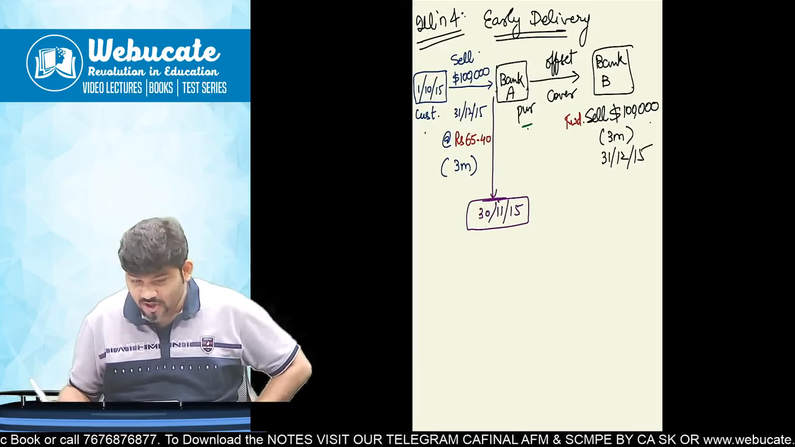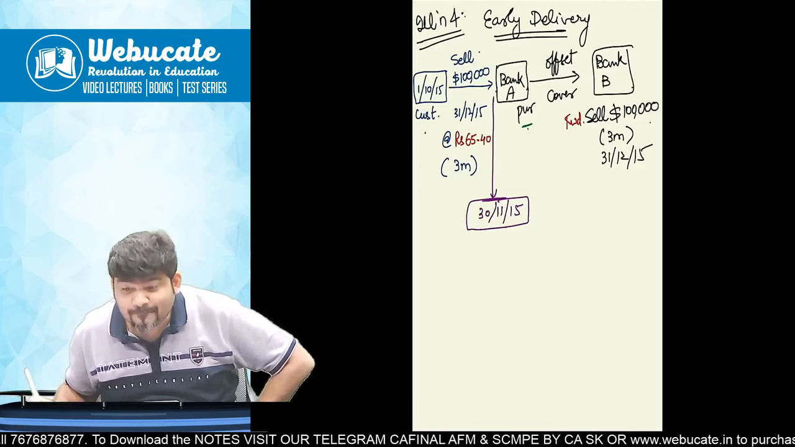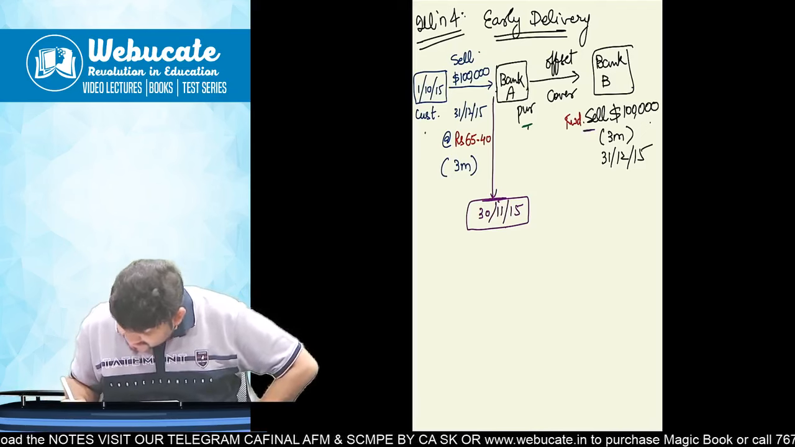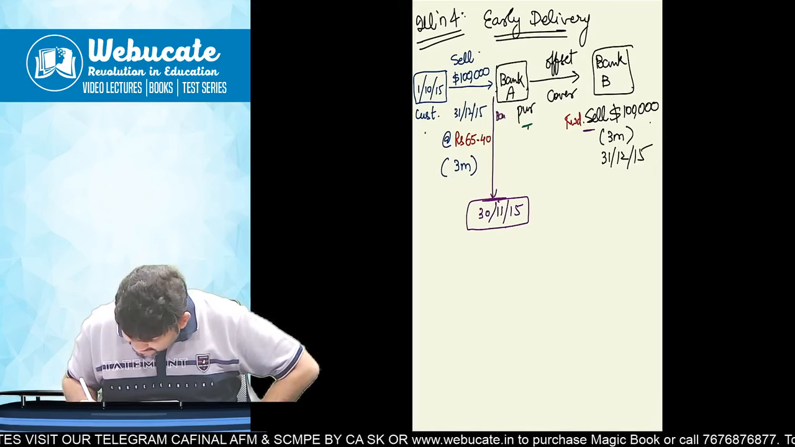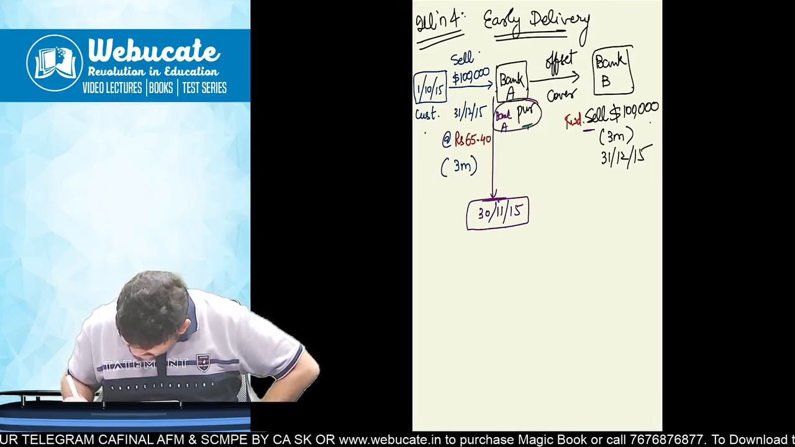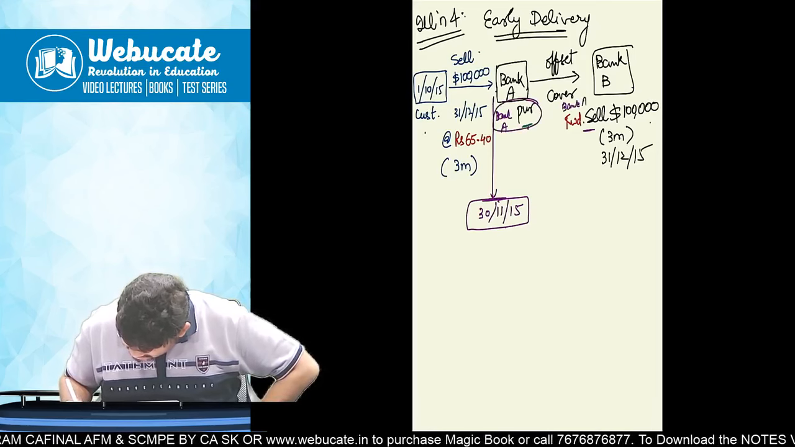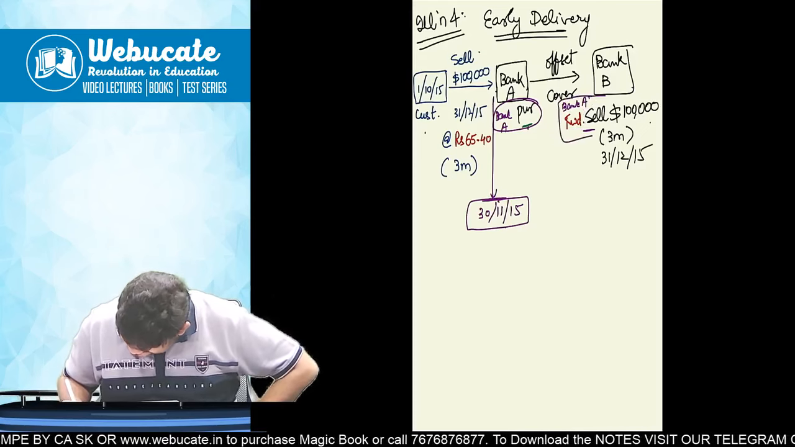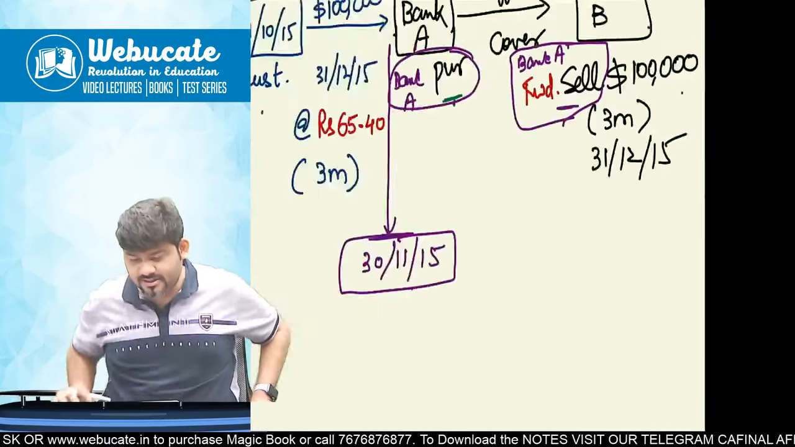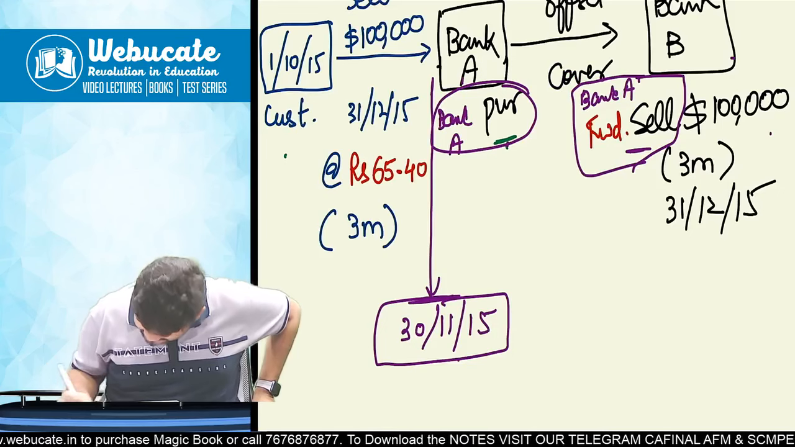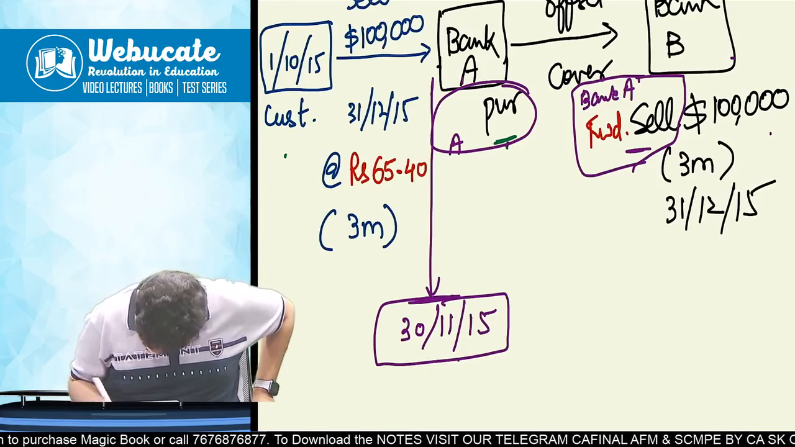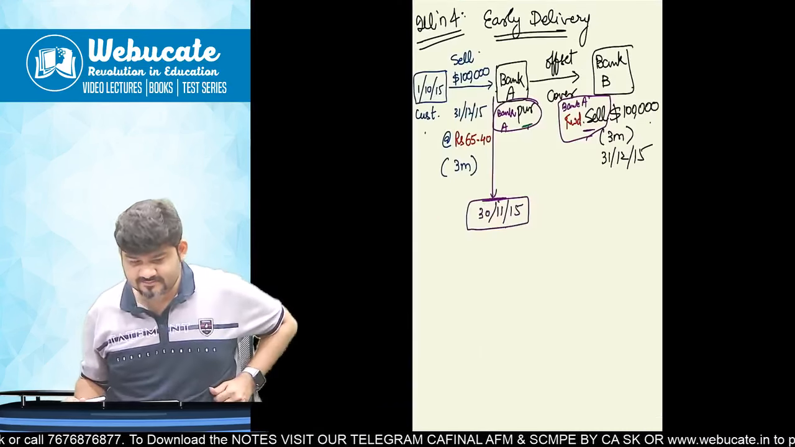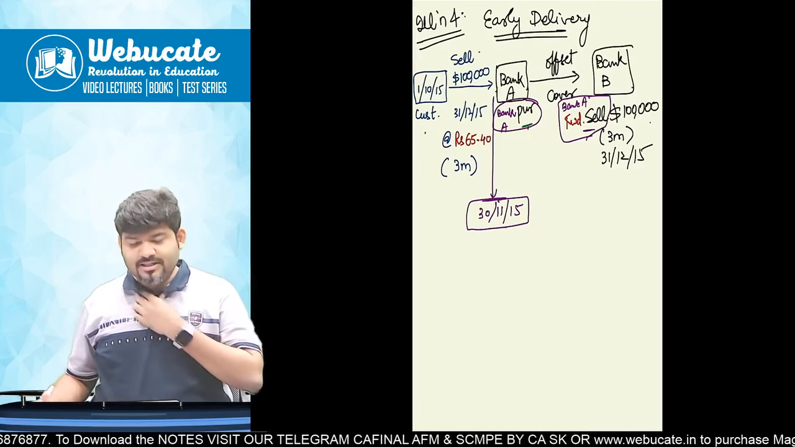Okay. Chalo. Now, on 30th November, what is going to happen? Remember, here bank A is purchasing, here bank B is selling. If you want, I can write here. Bank A purchase. Bank A sell. Correct? Okay, got it. Rate at which it is going to sell, they have not given. Will not write. No problem.